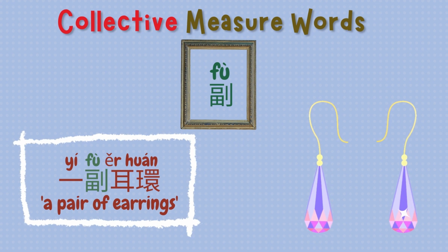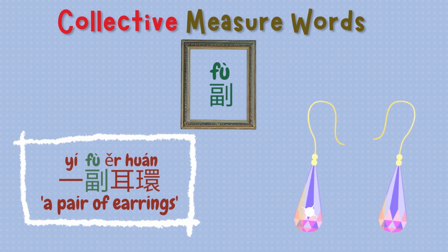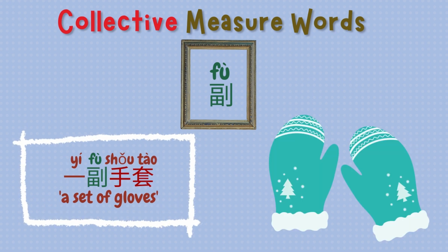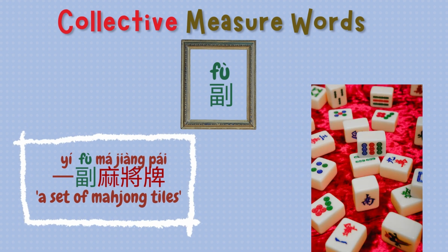一副耳环, a pair of earrings, 一副眼镜, a pair of eyeglasses, 一副手套, a set of gloves, 一副麻将牌, a set of mahjong tiles.